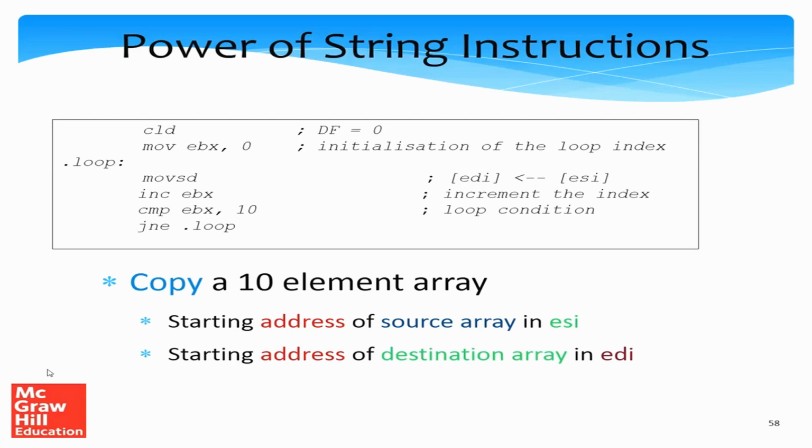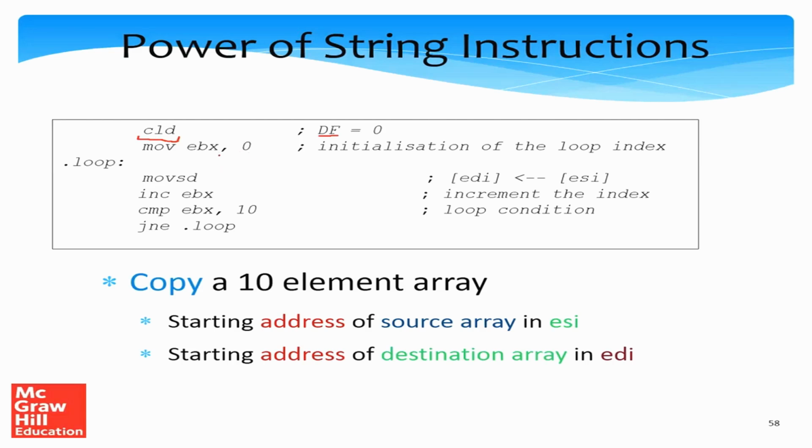Let's assume that we have a 10 element array of integers. The starting address of the source array is in ESI and the starting address of the destination array is in EDI, and essentially we want to copy the source to the destination. The first thing that we should always do for such code is set the value of DF, the direction flag, to either 0 or 1 depending upon what we want to do. In our case, we want to count upwards, start at the lowest element and keep going up. Up means towards higher addresses, so we set DF equal to 0 by calling the CLD instruction.